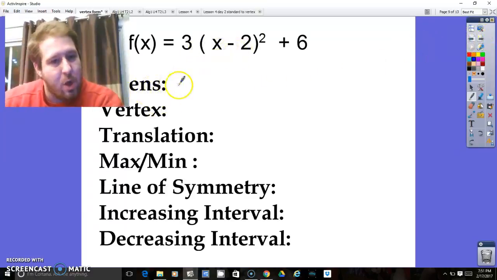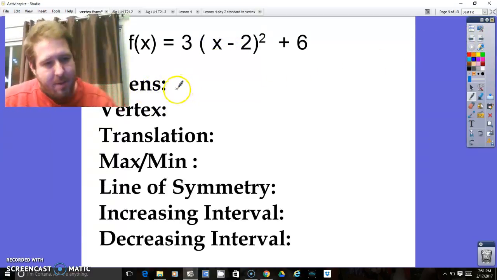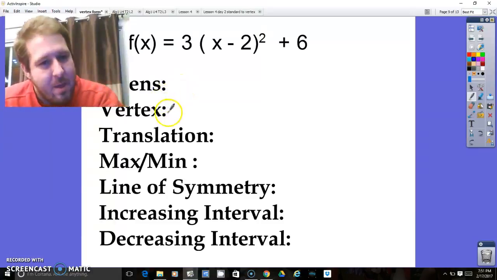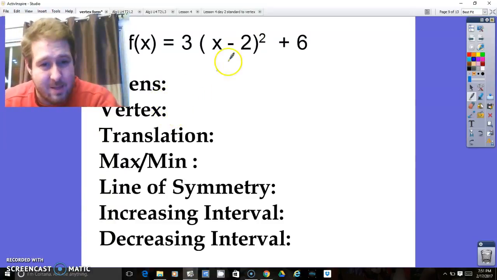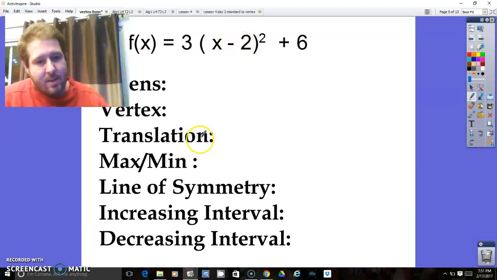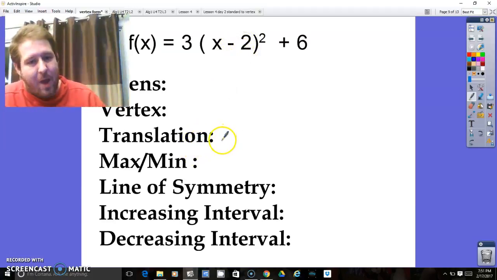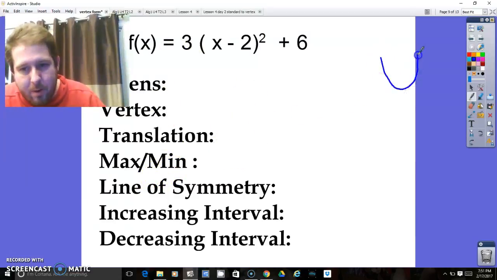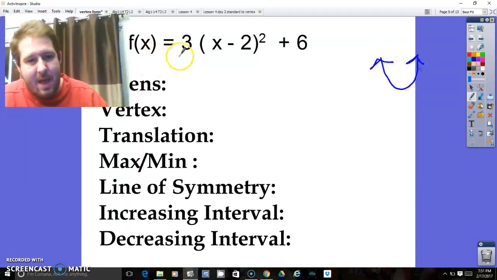This question opens upwards. I'm not going to write it because I am at 8 minutes already. The vertex would be at (2, 6) because remember it's always the opposite. The translation basically means that it moves right 2, up 6. This one has a minimum because it is opening upwards, and I know that because a is positive, which means it has a minimum value.